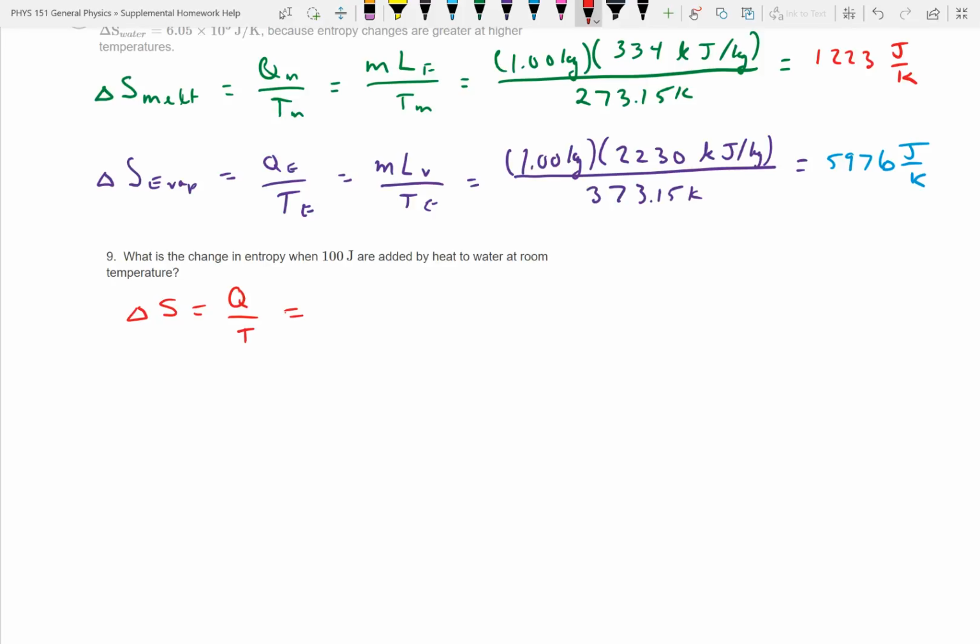What was the question again? Sorry, it hasn't shown up for you. What is the change in entropy when 100 joules are added by heat to water at room temperature? So 100 joules. Okay, so our heat is 100 joules. That's our Q. And what's the temperature? It says room temperature, 20 degrees Celsius. That's 293 Kelvin. Yep. Okay.